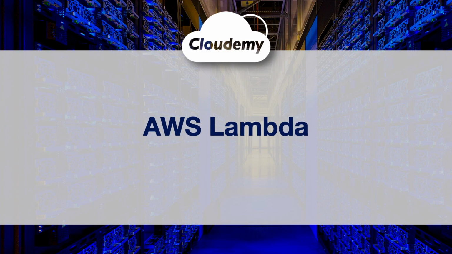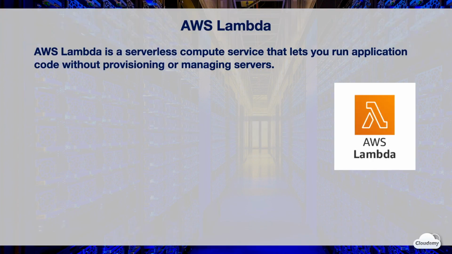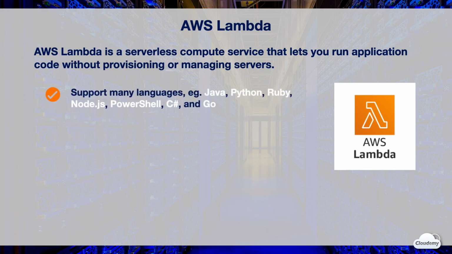In this episode, we're going to look at the AWS Serverless Compute Service, AWS Lambda. AWS Lambda is the serverless compute service that lets you run your application code without provisioning or managing any servers. You can simply upload the code to Lambda. Lambda runs your code on highly available computing resources and automatically manages operating systems, compute capacity, and auto-scaling. Lambda supports many programming languages, including Java, Python, Ruby, Node.js, PowerShell, C#, and Go.